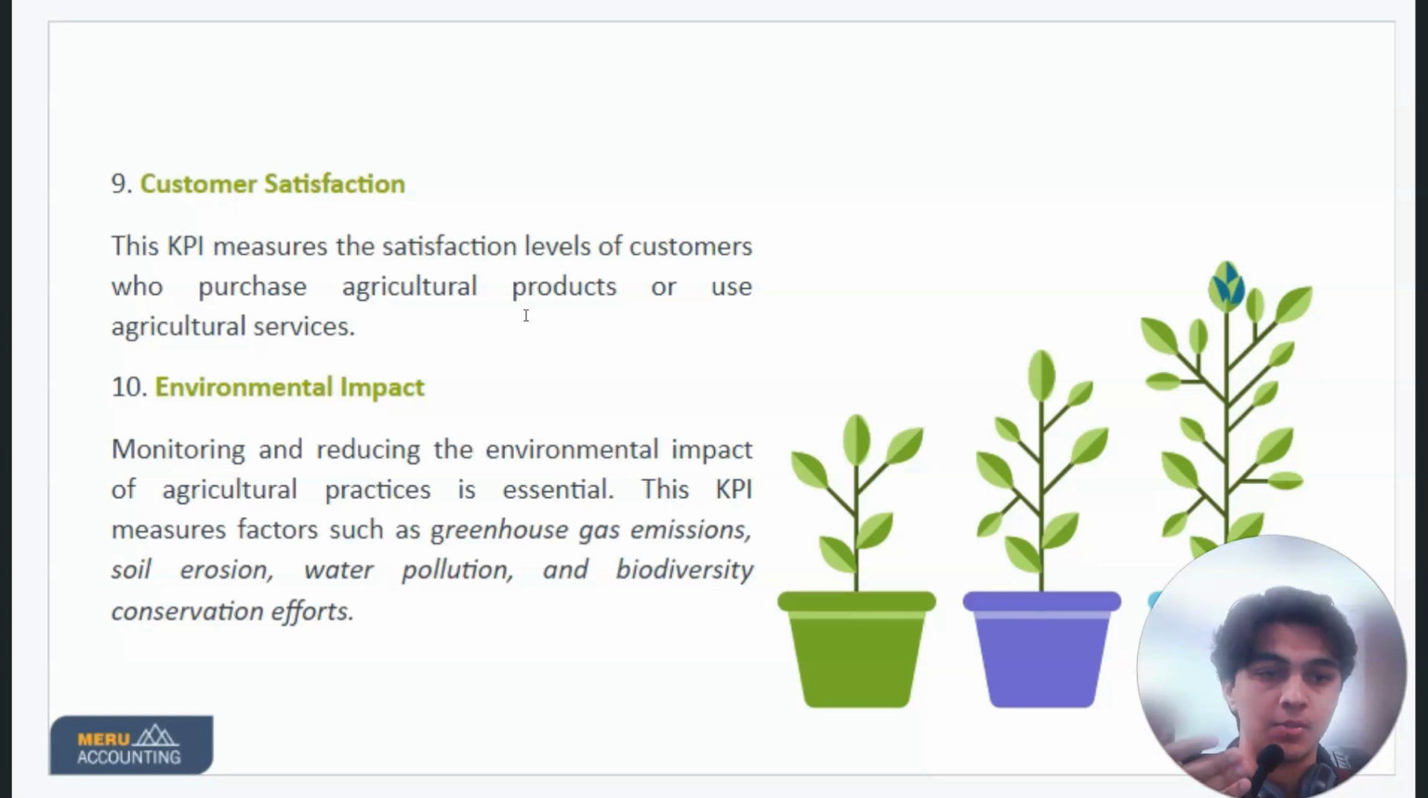The next indicator is very crucial for the agriculture industry, because this indicator has the most effect on this industry. So, the environmental impact indicator. This indicator will monitor and measure factors such as greenhouse gas emissions, soil erosion, water pollution, and the biodiversity conservation efforts of your business.